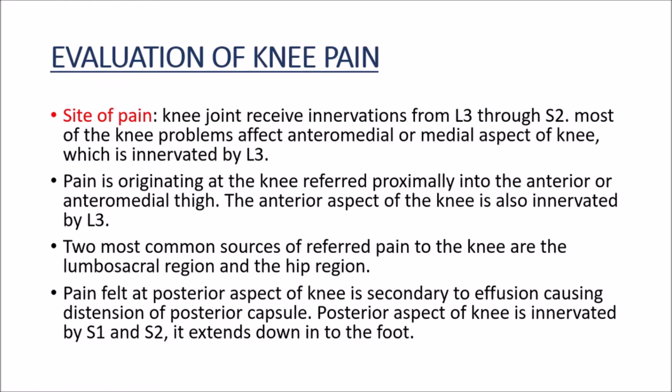In most patients with a non-traumatic onset of knee pain, lesions can be situated anywhere between L3 and S2. The two most common sources of referred pain to the knee are the lumbosacral region and the hip region. If the pain is felt over the posterior aspect of the knee joint, it can be related to distension of the posterior capsule, because the S1 and S2 segments, which innervate the posterior knee region, extend to the foot. So posterior knee pain can be referred somewhat distally.